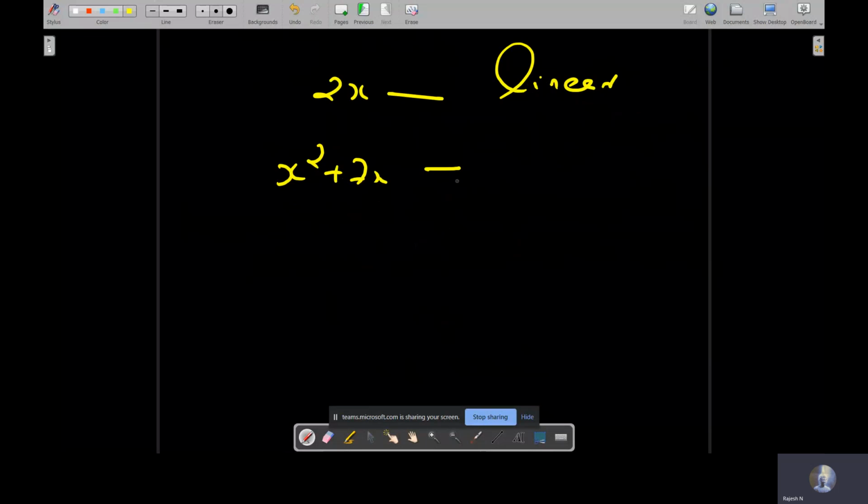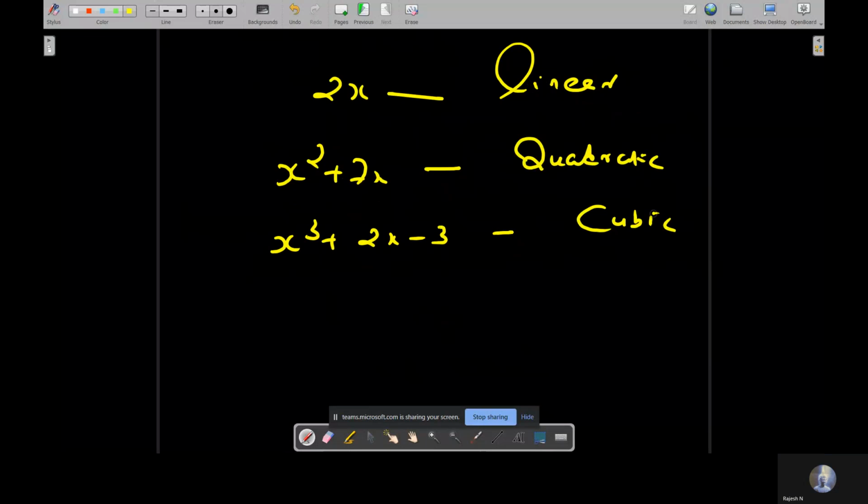x squared plus 7x, here the degree is 2. That is called a quadratic polynomial. Now, x cube plus 2x minus 3. Here the power is 3. This is called a cubic polynomial. So, if the power is 1, it is called a linear polynomial. If the power is 2, a quadratic polynomial. If the power is 3, a cubic polynomial.